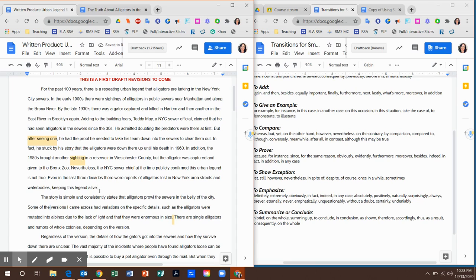All right, because the last little bit that I'm adding here, I'm trying to show in this paragraph that despite the fact that there was sighting after sighting after sighting, and even Teddy May, who's claiming, yes, indeed, they're down there, I take my men down there and we clear them out, it's not true. Like, they can't live down there.